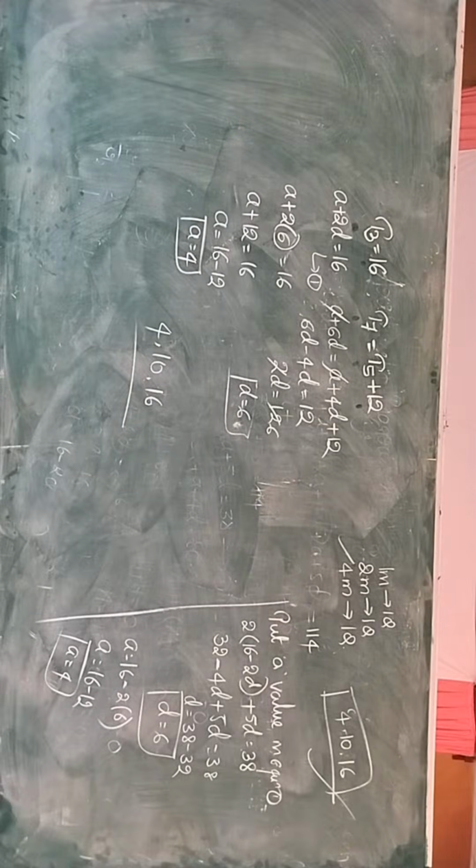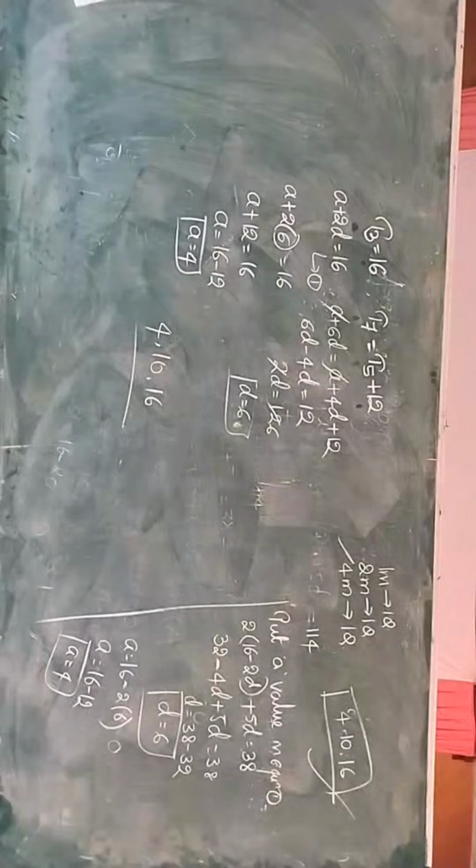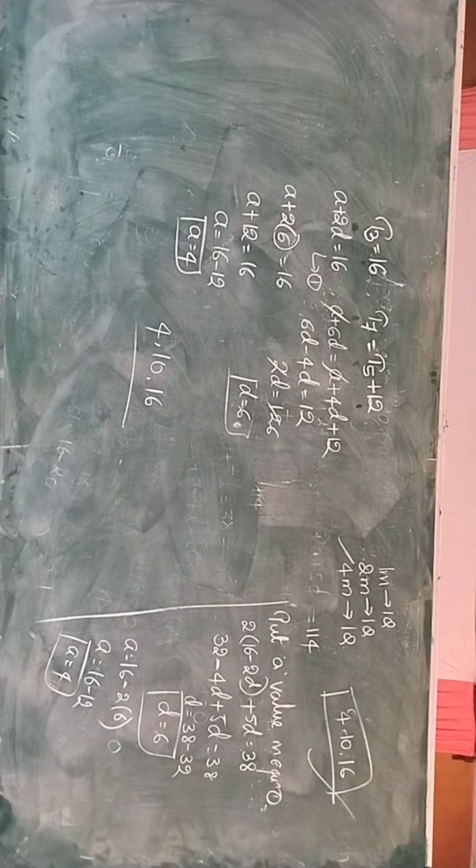The digits of a three-digit number are in arithmetic progression, and the sum of the digits is 15. If the digits of the units place and hundreds place are interchanged, then the number obtained is 594 less than the original number. Find the original number. That is the question. See here, I will give a hint.